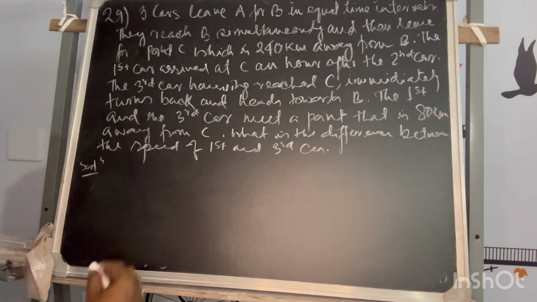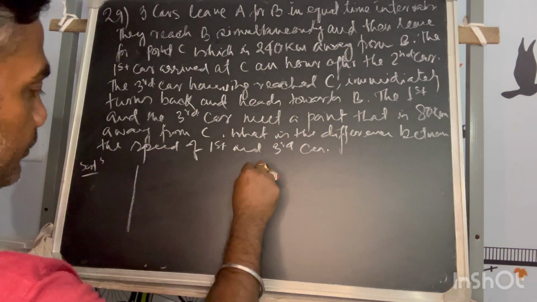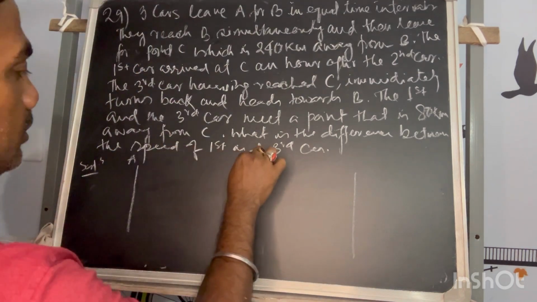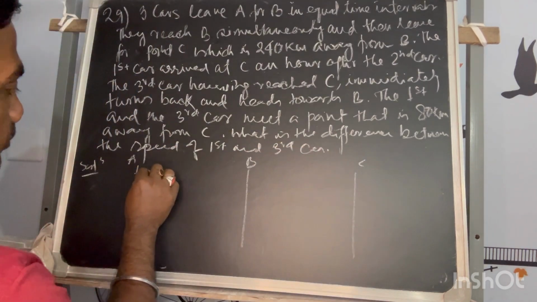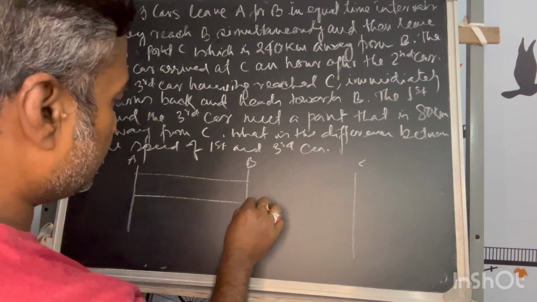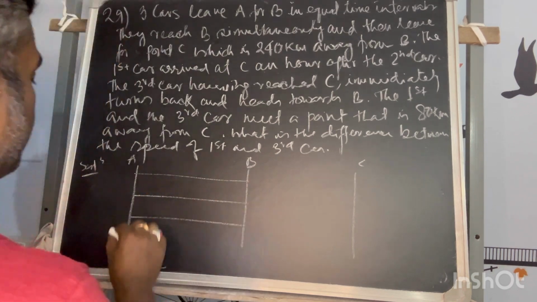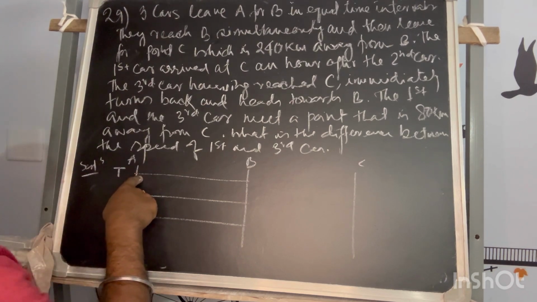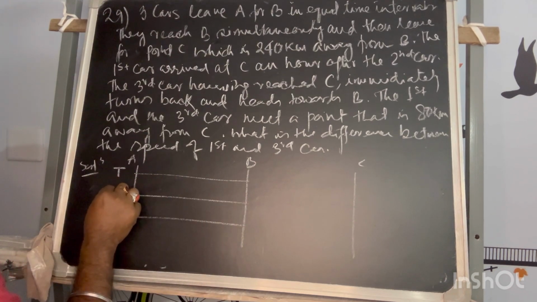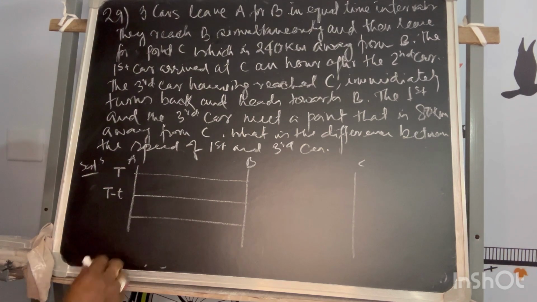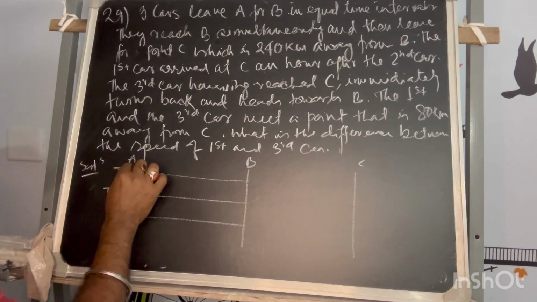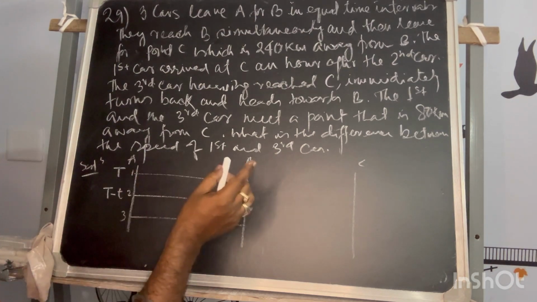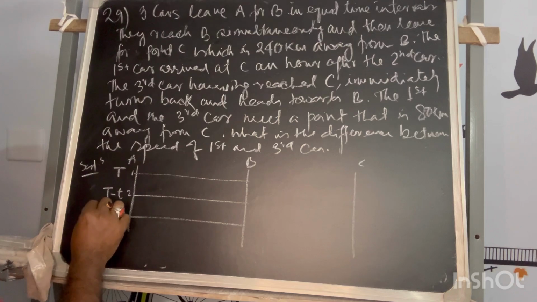Three cars leave A. There are 3 points A, B, C. From point A, three cars are leaving, but the condition is that they leave at equal intervals. This is first, this is second, this is third. The first car has left earliest, then the second car, and then the third car.